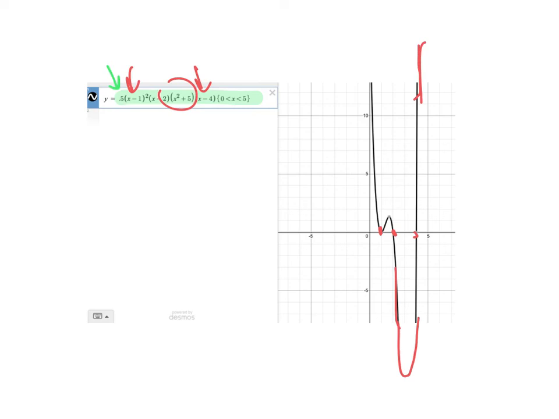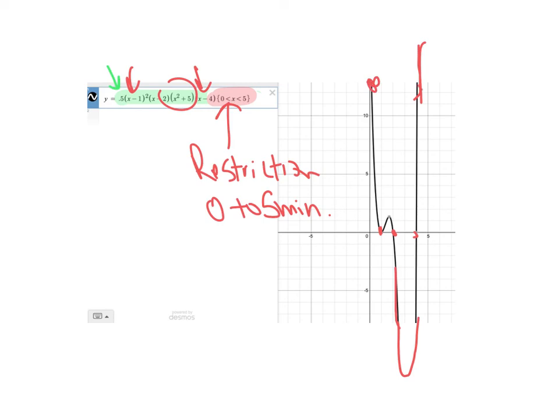So what this right here is, 0 is less than x is less than 5, right there. Let me highlight that. That is my restriction, okay? That tells me my ride is between 0 and 5 minutes long. Basically, it tells me I am only looking at my roller coaster from where I start at 0 minutes to 5 minutes where my roller coaster ends. Okay, so that's what the restriction is, and that's your domain as well.